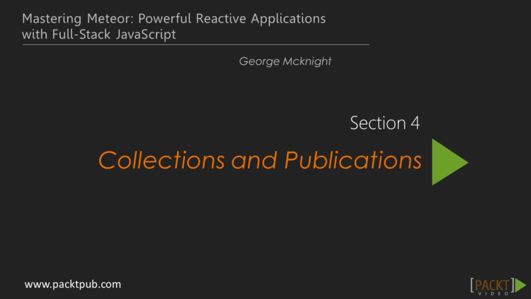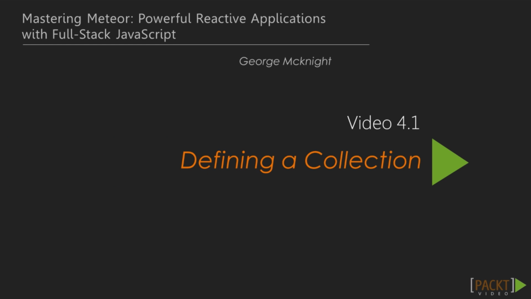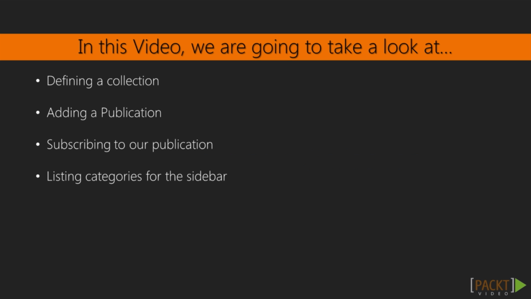Hello and welcome back. This is section 4, collections and publications. In this section, we're going to define a collection, force the server-side operations, and we're going to talk about the hooks, the helpers, and the relationships for a collection. In this video, defining a collection, we're going to start out by defining the collection, but then we're going to add a publication and subscription to the collection so that we can list our categories on the sidebar.